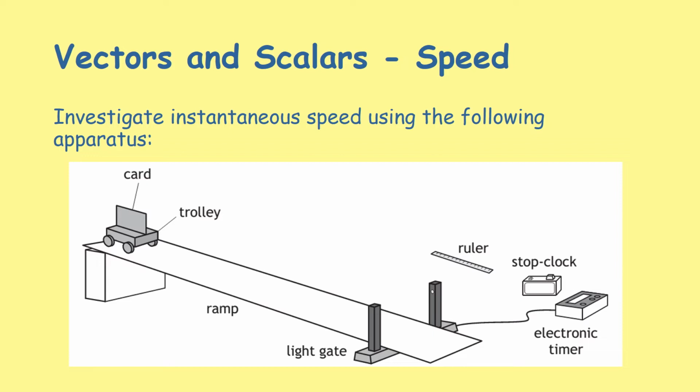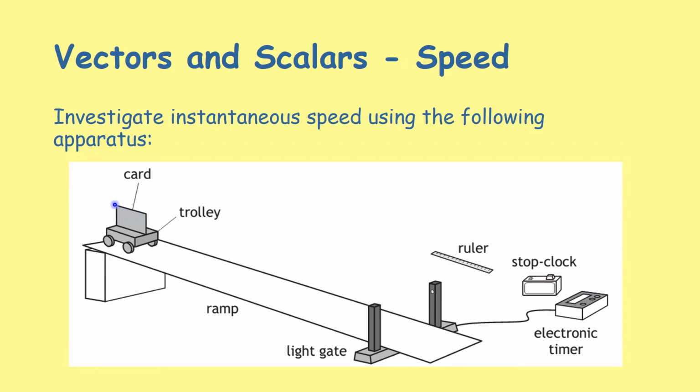What we're going to do is let the trolley go at the top of the ramp and allow it to roll down the ramp. So it's going to follow this path just here, and it's going to go through the light gate. The card itself will travel through the light gate, blocking this light. When the front of the card, just here, goes through the light gate, it's going to block that light and the electronic timer will turn on.